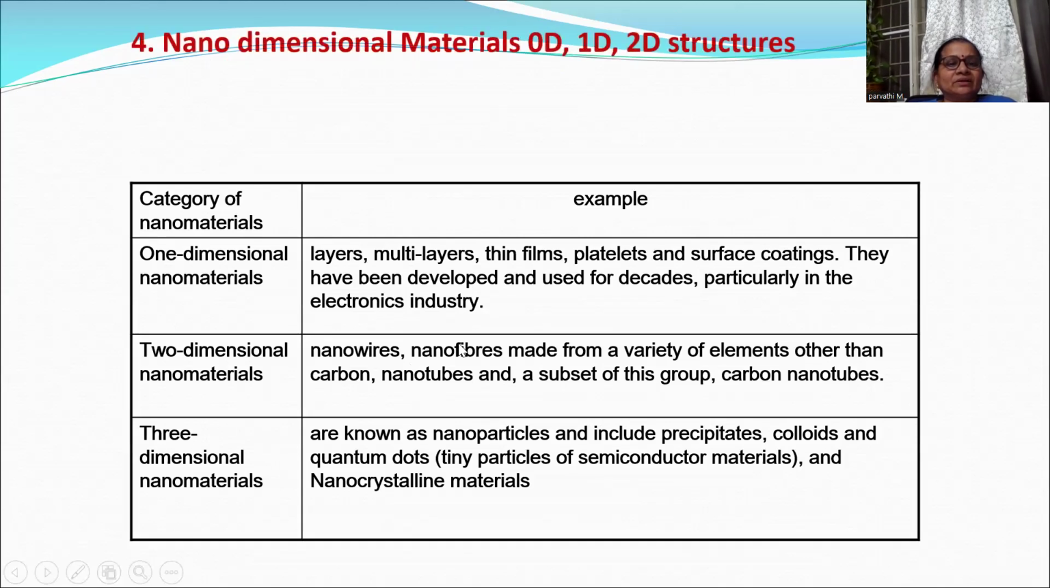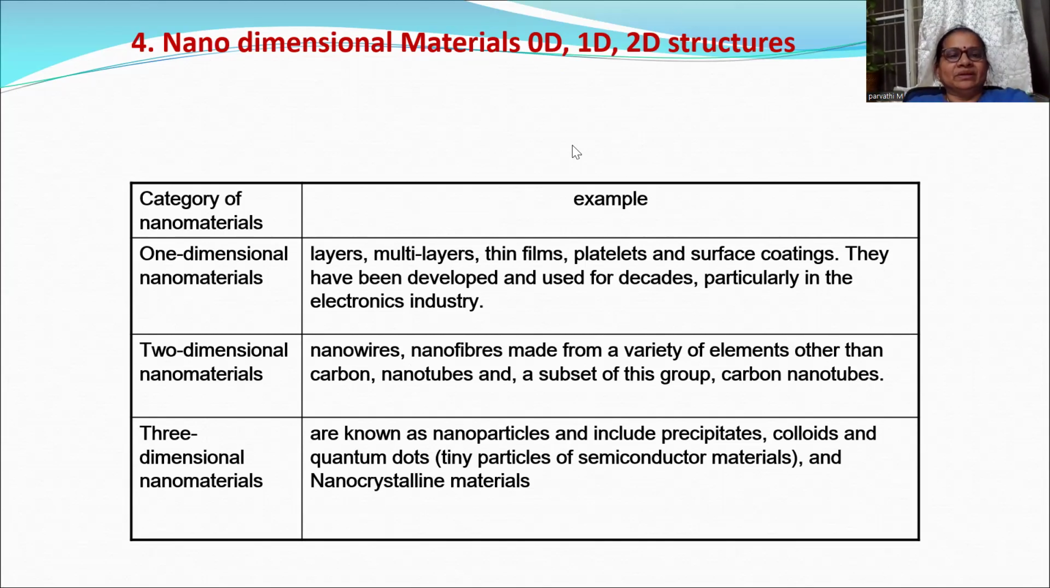Coming to the synthesis, before synthesis of the materials, what kind of structures can generally be seen? Nano-dimensional materials are of zero dimension, one dimension, two dimension. So, what is zero dimension? Generally, zero dimension means very tiny and highly movable, like gaseous particles.